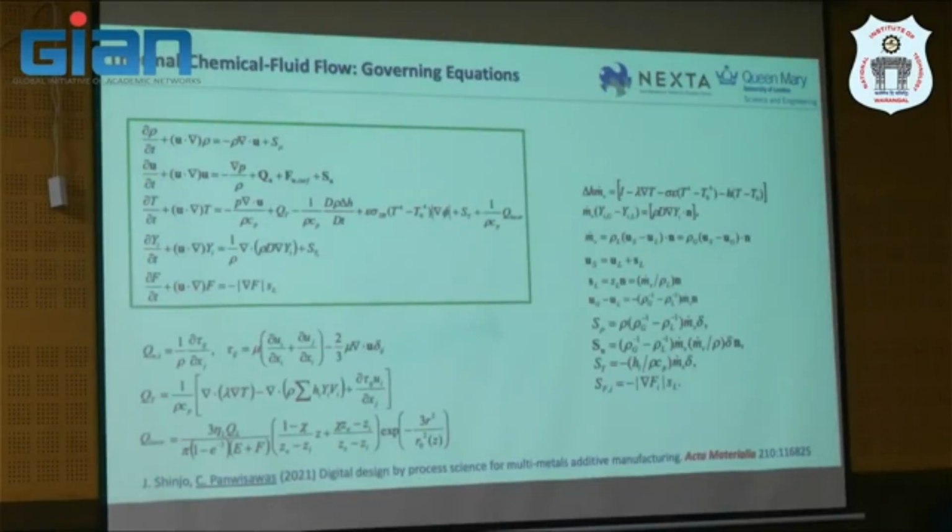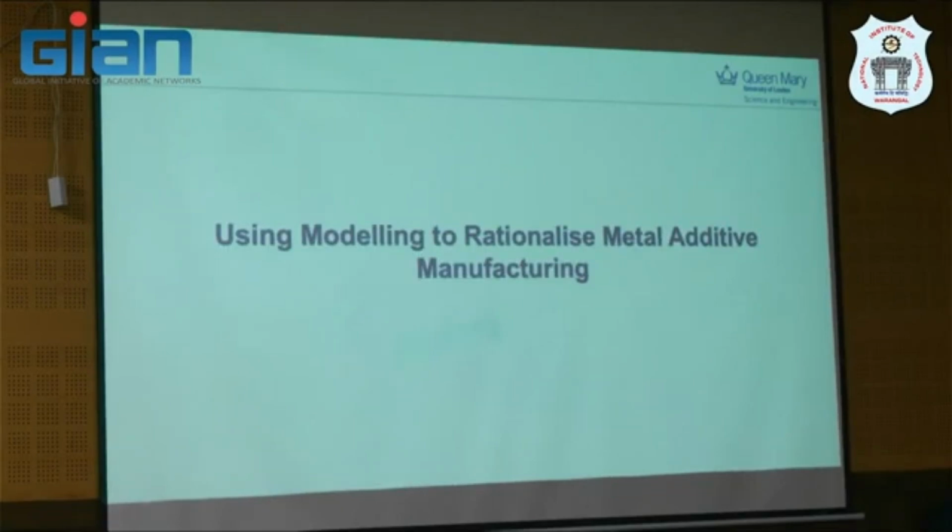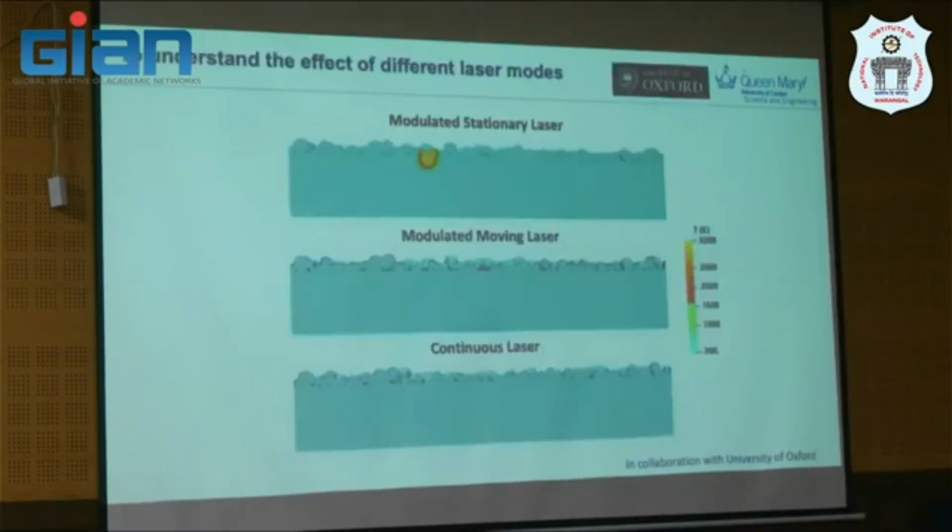Yes, this is the use of the model. And the model can be used not just for the sake of the complex equations here, but there are some usages. This one is just to summarize why we use the model to rationalize metal additive manufacturing. Again, the first one is to understand the effect of the different laser modes. You may know some manufacturers provide different modulated or continuous lasers. And this one contributes largely to the melt pool characteristics in your print.